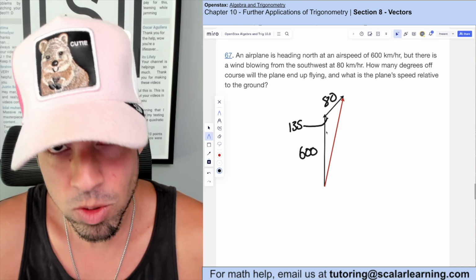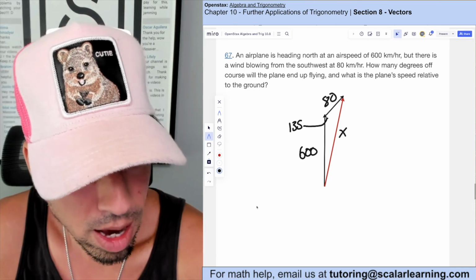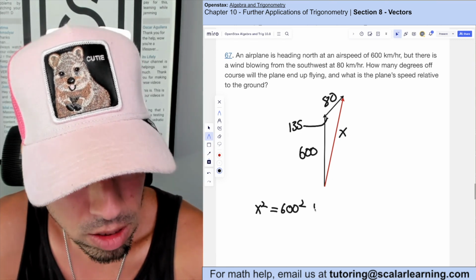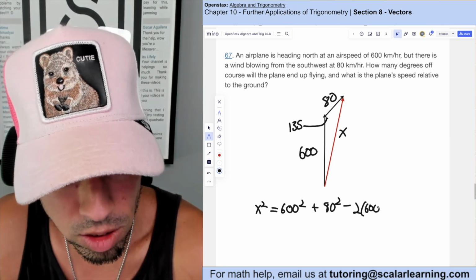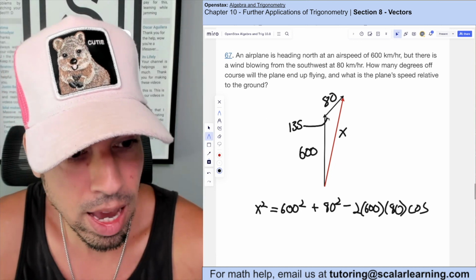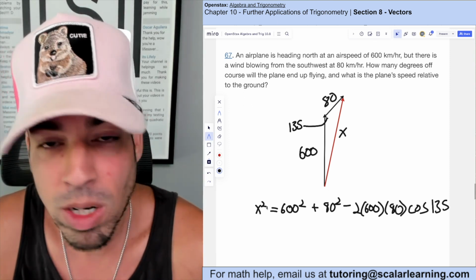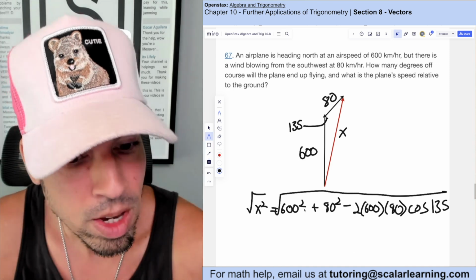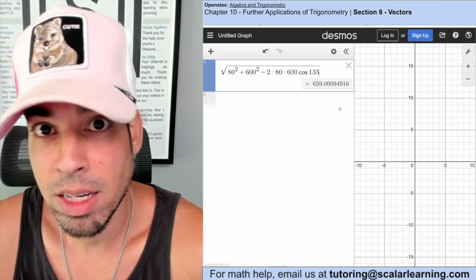And now we have enough to use law of cosines. So if I call this opposite side x, we can say x squared equals 600 squared, one of the sides, plus 80 squared, the other side, minus 2 times one side, 600, times the other side, 80. And then it's times cosine of the angle opposite the unknown, which is 135. So we got it set up like this. And I don't want x squared, I want x. So of course I'm going to have to take the square root of both sides like so. And let's plug that into Desmos now. And we get approximately 659, so that's the speed.